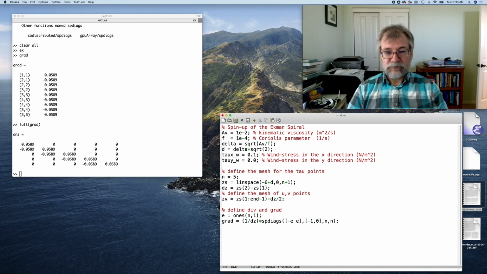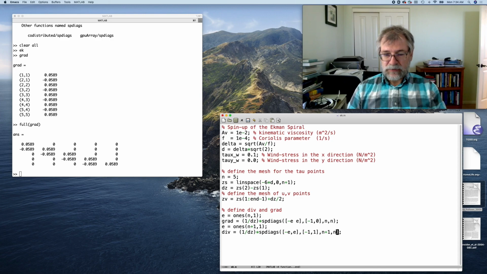Then we can define the div operator. So div is equal to 1 over dz times spdiags of minus e comma e. And this time we need an extra point, right? We want 6 columns. So I have to define a new e of ones, n plus 1 by 1. And then we go from minus 1 to 1. And this time it will be an n by n plus 1 matrix, sorry.